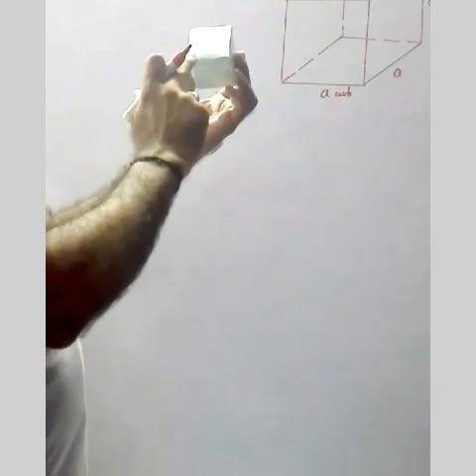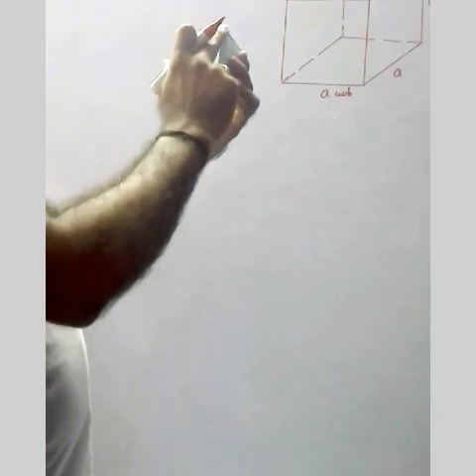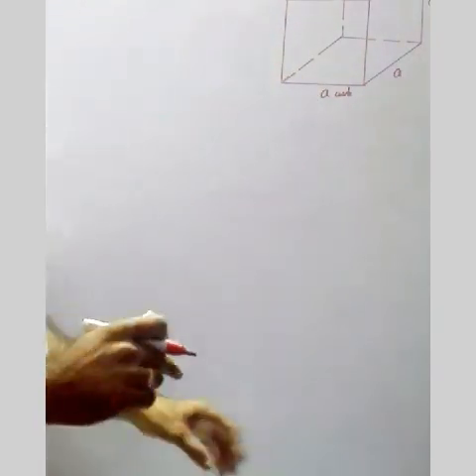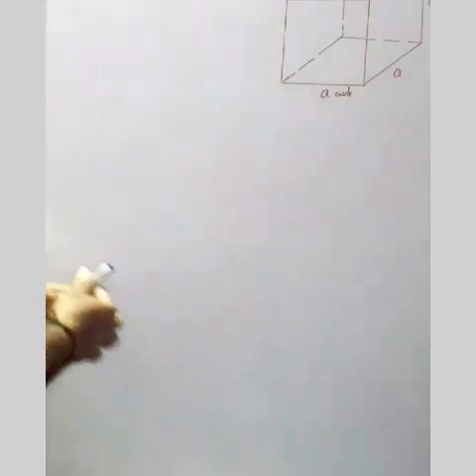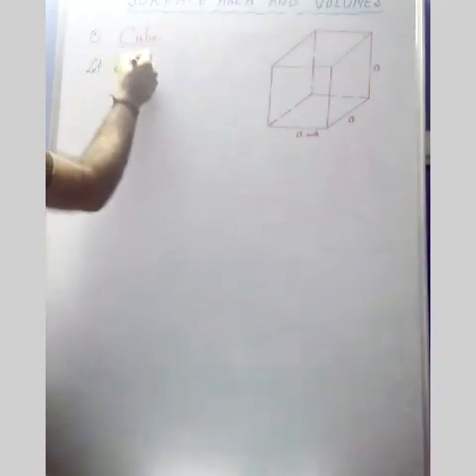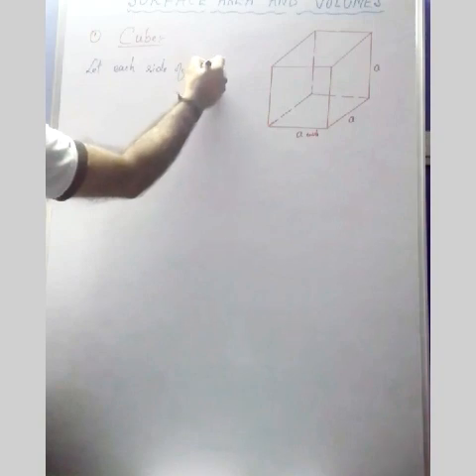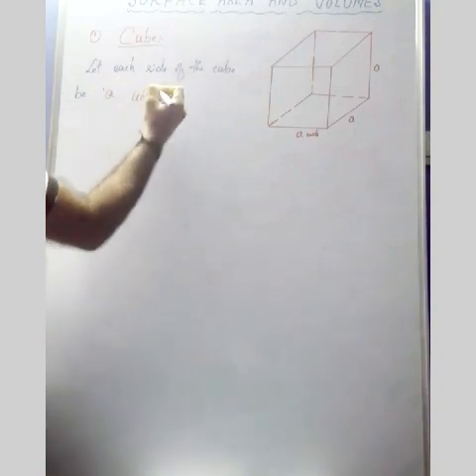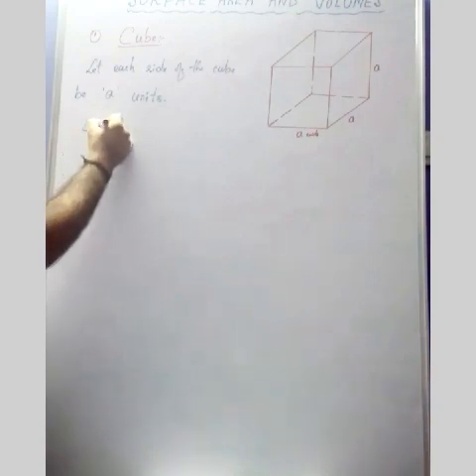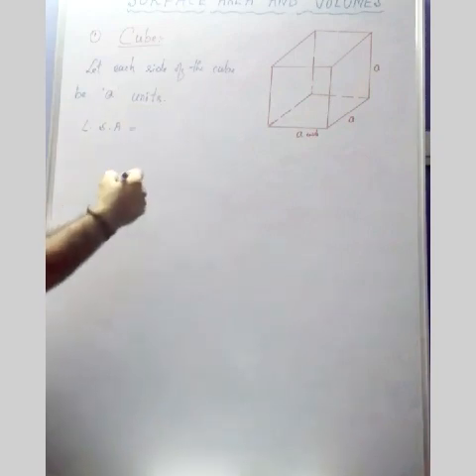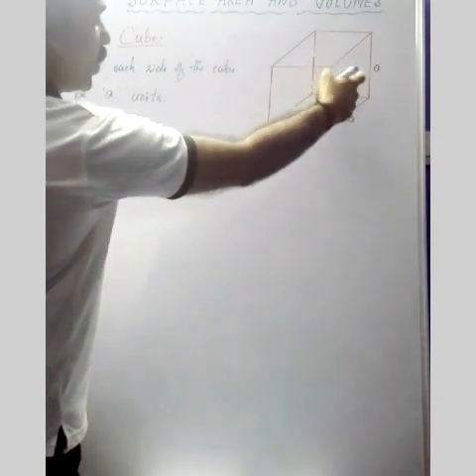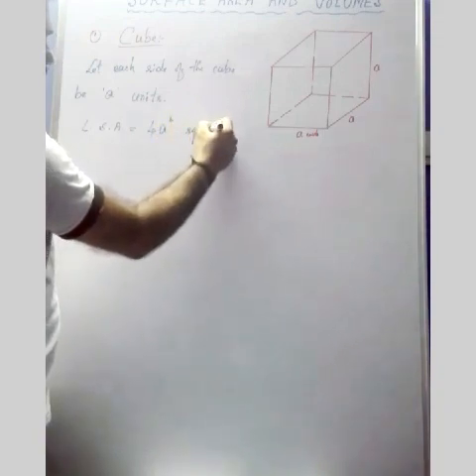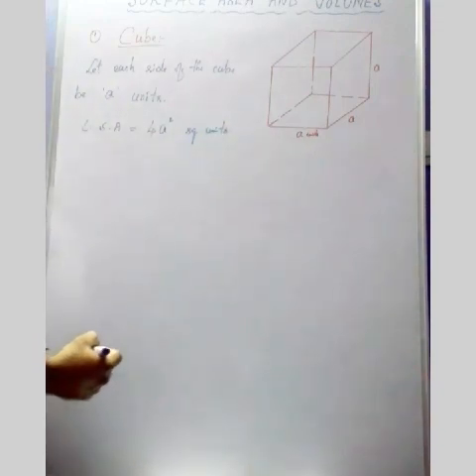We know that the area of each face equals side into side equals side squared. If each side is a unit, then a into a equals a square. Now, let each side of the cube be a units. Then lateral surface area equals, there are four lateral surfaces, 1, 2, 3, one more at the back, total 4, so 4 into a square equals 4a square. Area is two-dimensional, so square units.